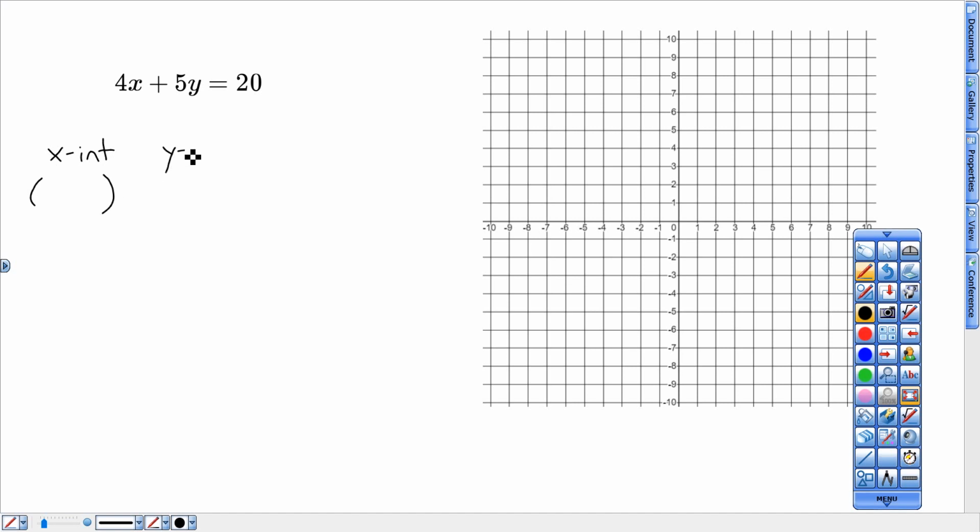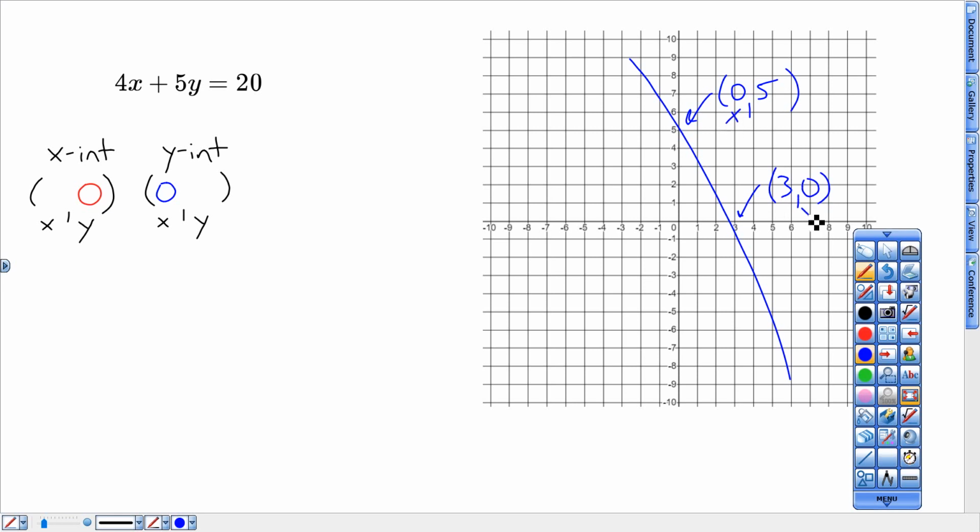Rather than solve this for Y and graph it, I'm thinking it's going to be easier for you to do it this way. Just remember, for an X intercept, wherever that line is touching the X axis, the Y one is always 0. The X intercept, Y is always 0. For the Y intercept, X is always 0. No matter where a line crosses the Y axis, the X number is 0, and wherever it touches the X axis, the Y number is always 0.